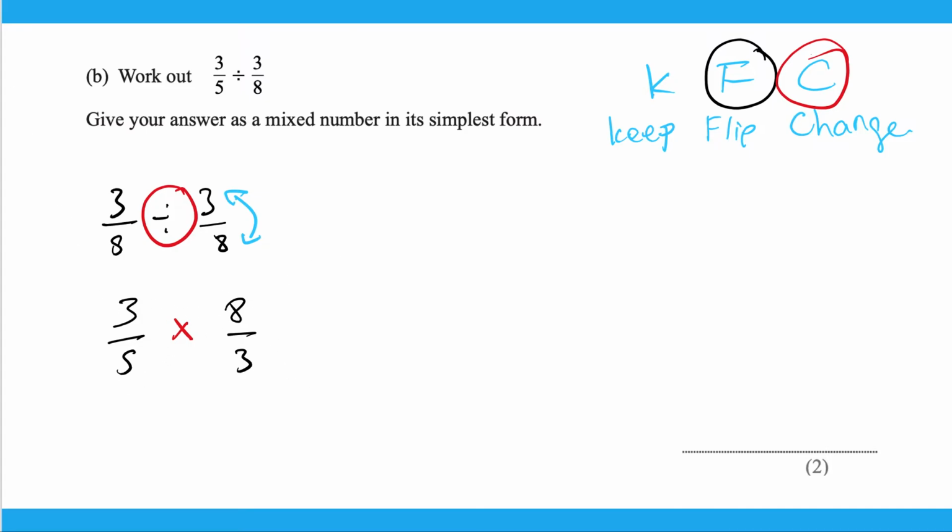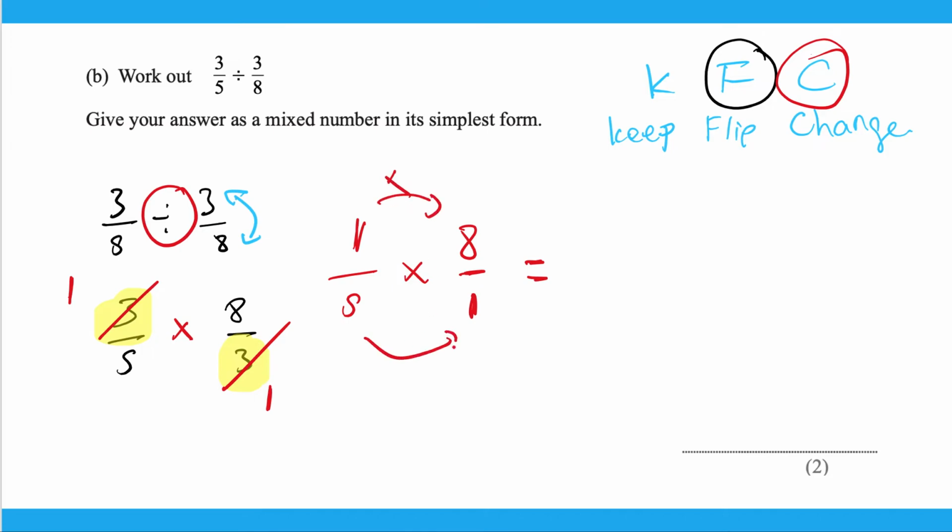3 and 3, both of them go into the 3 times table, so we can divide both of these numbers by 3. That will be 1, and that will be 1. Now you're left with easier fractions. You're left with 1/5 multiplied by 8 over 1. Now we can just multiply these. 1 multiplied by 8 and 5 multiplied by 1, so that would get you 8/5.